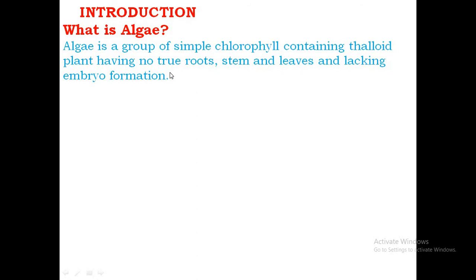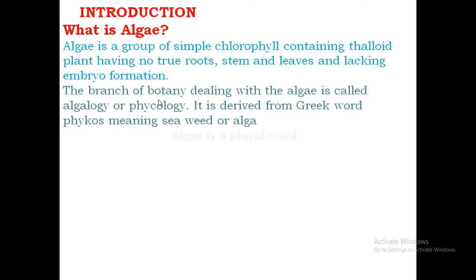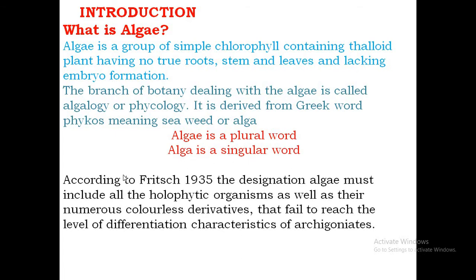Let me give the brief introduction. What is algae? Algae is a group of simple chlorophyll-containing thalloid plants having no true roots, stem and leaves and lacking embryo formation. The branch of botany dealing with the algae is called algology or phycology. It is derived from the Greek word phycos, meaning seaweed or alga. Algae is a plural word. Alga is a singular word.